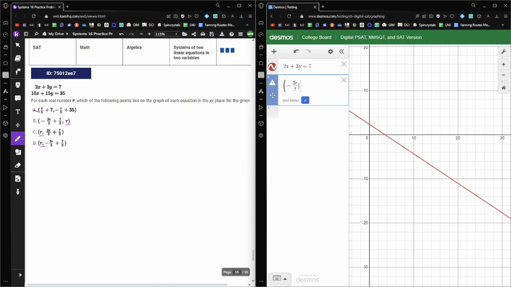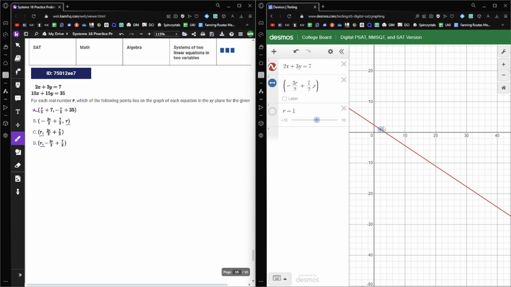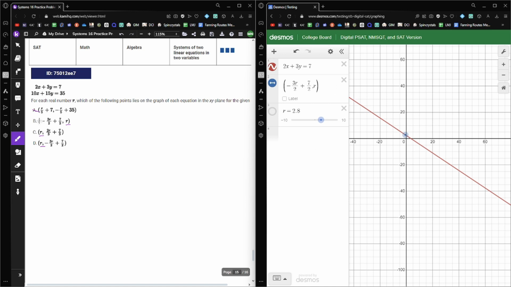-3r divided by 2 plus 7 over 2r. Add that slider. Hey, let's go! It was the first one we tried. I like that. Okay, I'm not trying the rest, okay? I hate typing fractions so much.